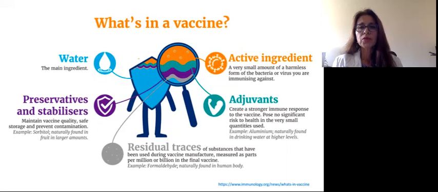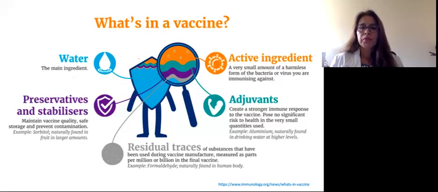Water is the most abundant ingredient in a vaccine. Vaccines have a very small amount of a substance added to them to help create a stronger immune response. These substances are called adjuvants. They are particularly useful for people that have lower immune responses. For example, squalene oil and aluminum hydroxide are used as adjuvants in these vaccines.